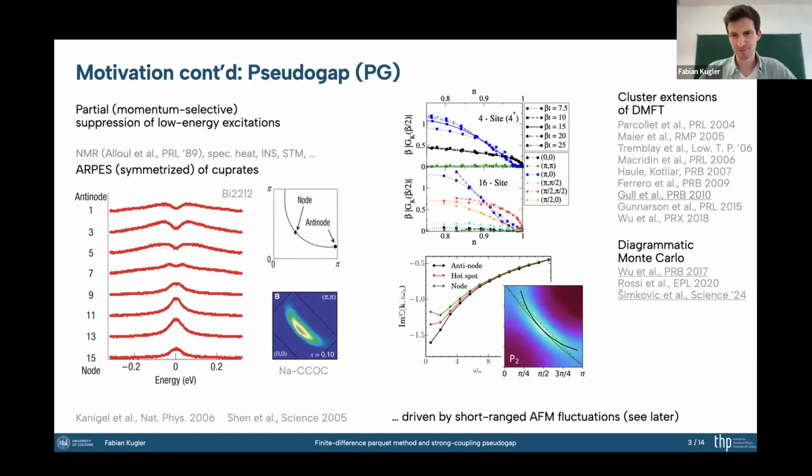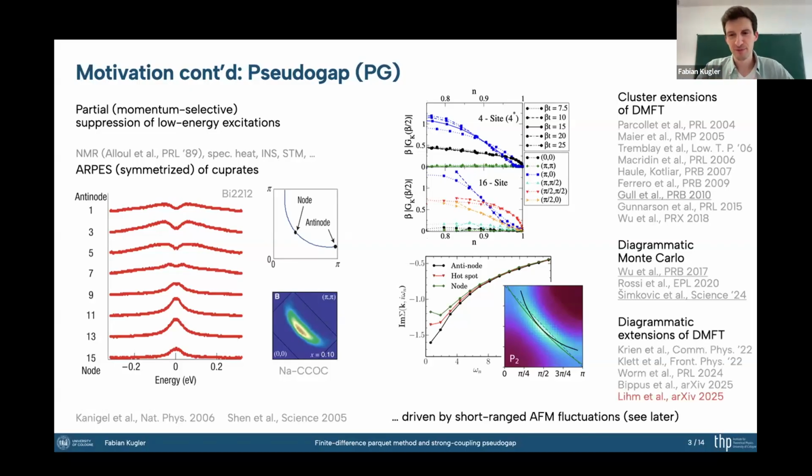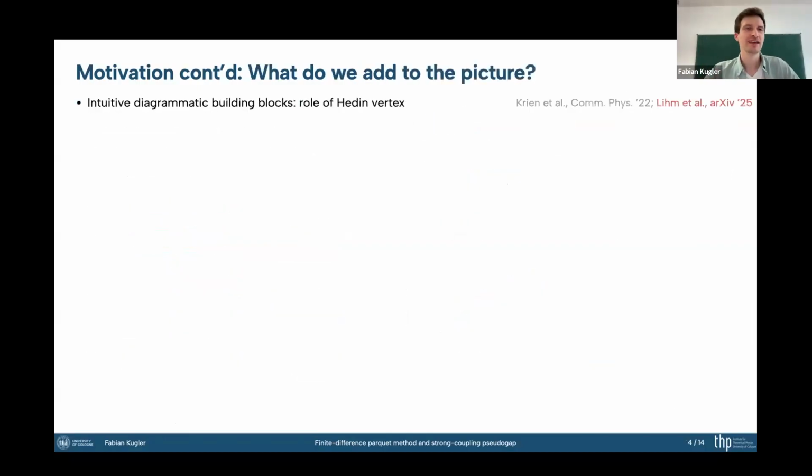Here I want to pose the question, well now, we have a third method, diagrammatic extensions of DMFT, including our work. Why do we need another method? What do we add to the picture? Okay, so that's my pitch for the physics. I think with diagrammatic extensions of DMFT, we have very intuitive diagrammatic building blocks, and we can therefore elucidate the important microscopic mechanisms. We can elucidate the role of these building blocks, in particular of the magnetic Hedin vertex.